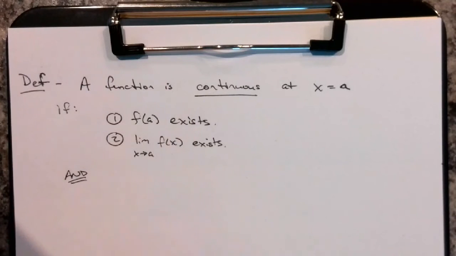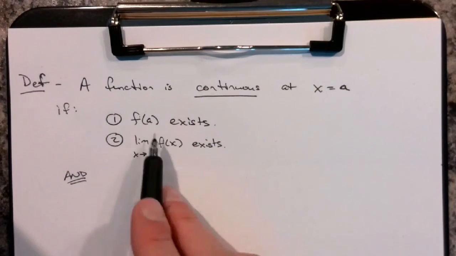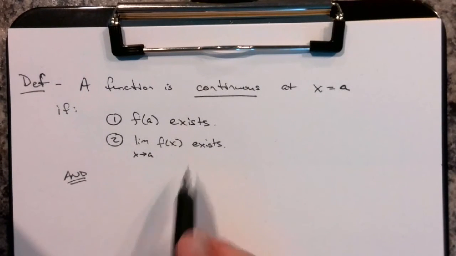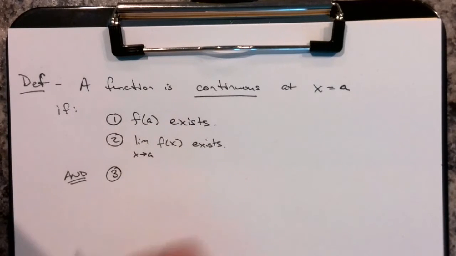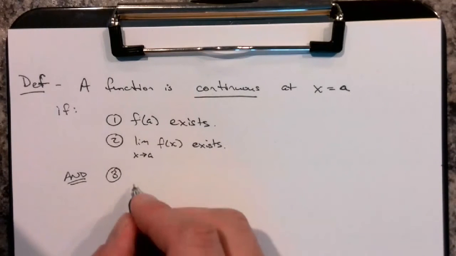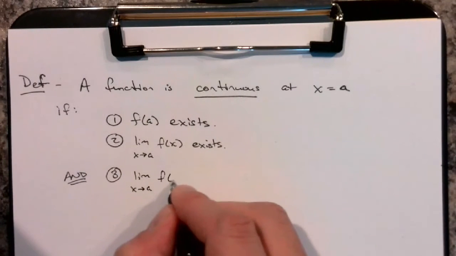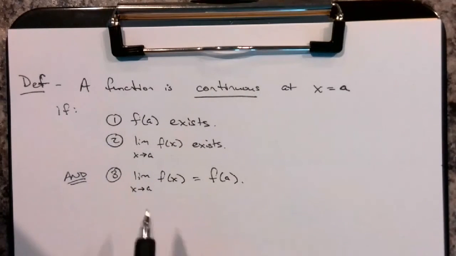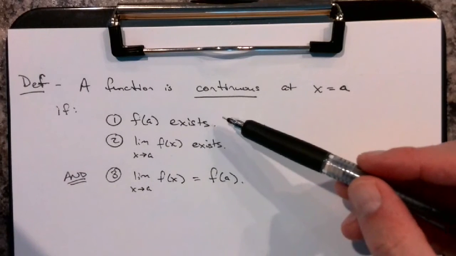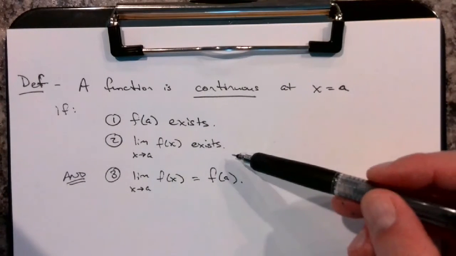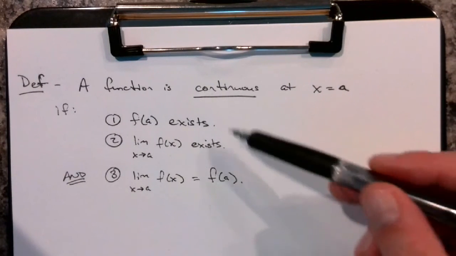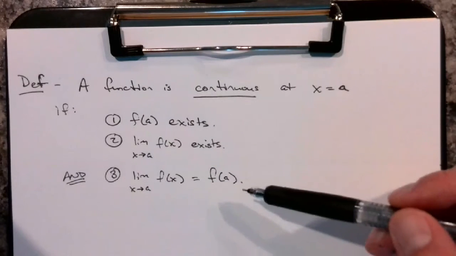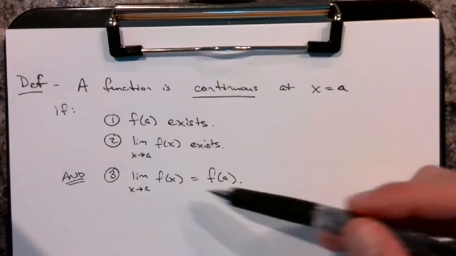And you need all three of these criteria. So the function has to exist at the point, the limit has to exist as you approach that value for a, and the third criteria is that these have to be equal to one another. So the limit as x approaches a of f of x equals f of a. So you find if the function exists at that value, you find the limit as you approach that value, and then you determine are those the same. If they are the same, then it's continuous, right? That's what this last step tells us.